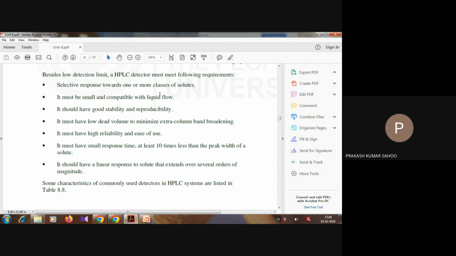It must have a small response time, at least 10 times less than the peak width of a solute. It should have a linear response to solute that extends over several orders of magnitude. So these are some basic needs of an HPLC detector.